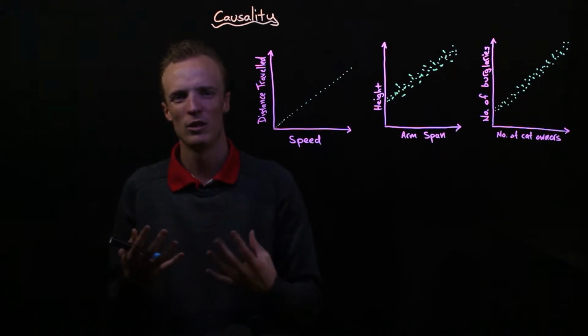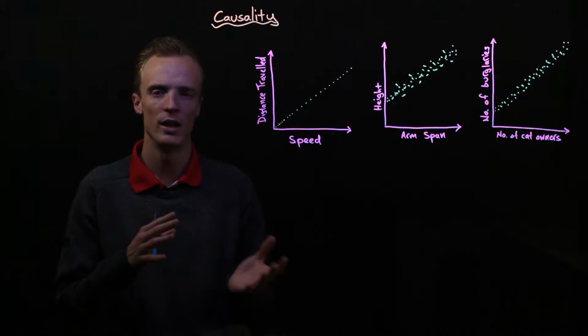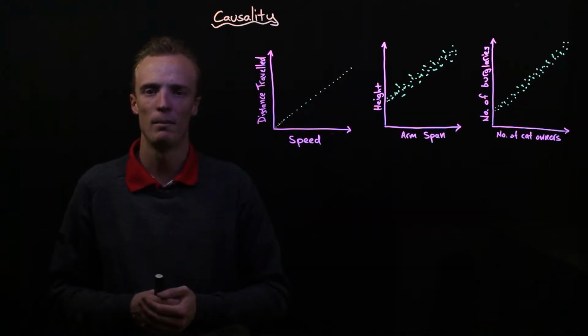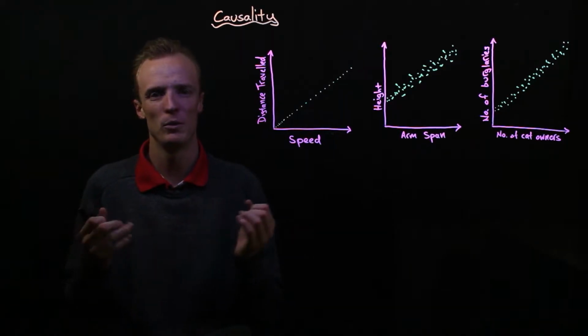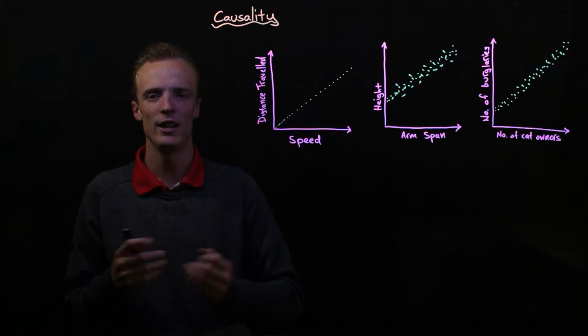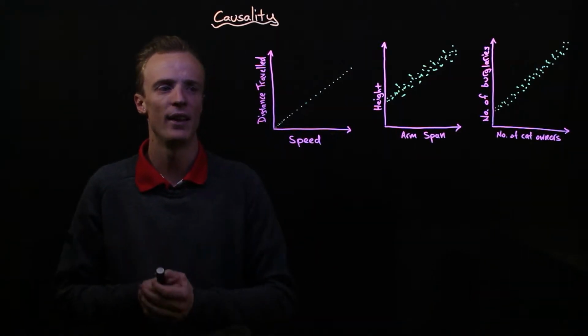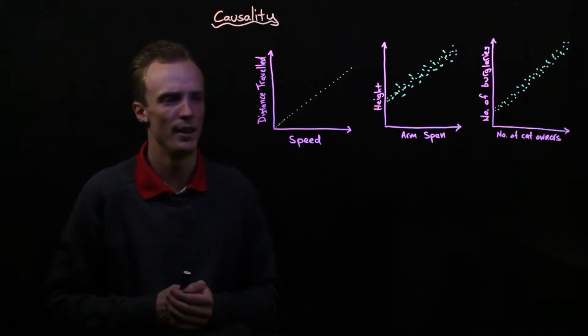And to determine whether there is a causal relationship that exists between two variables, we have to look at the variables that we're comparing and use a little bit of logic to work out whether it's reasonable to conclude that a change in one variable caused a direct change in the other variable. So let's start with the three examples that I've got here.